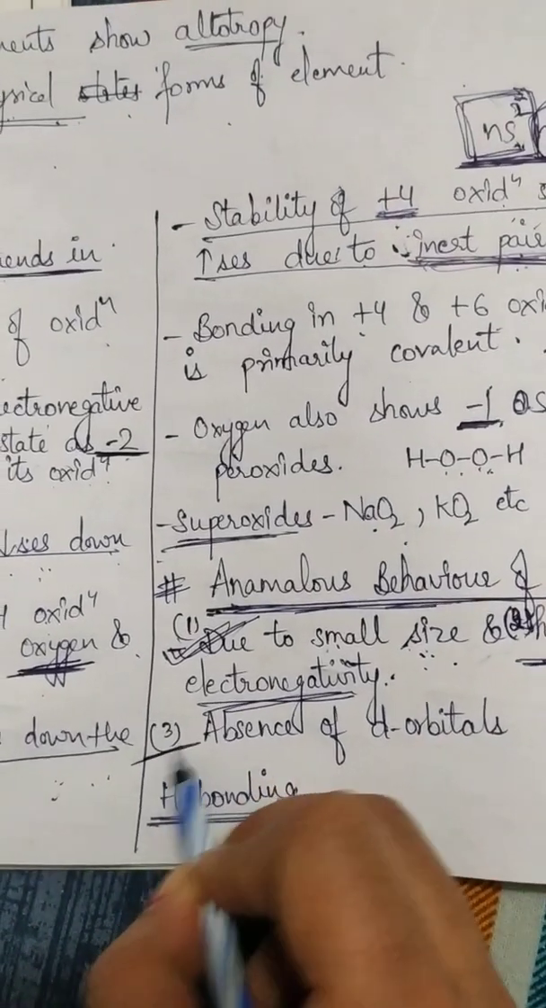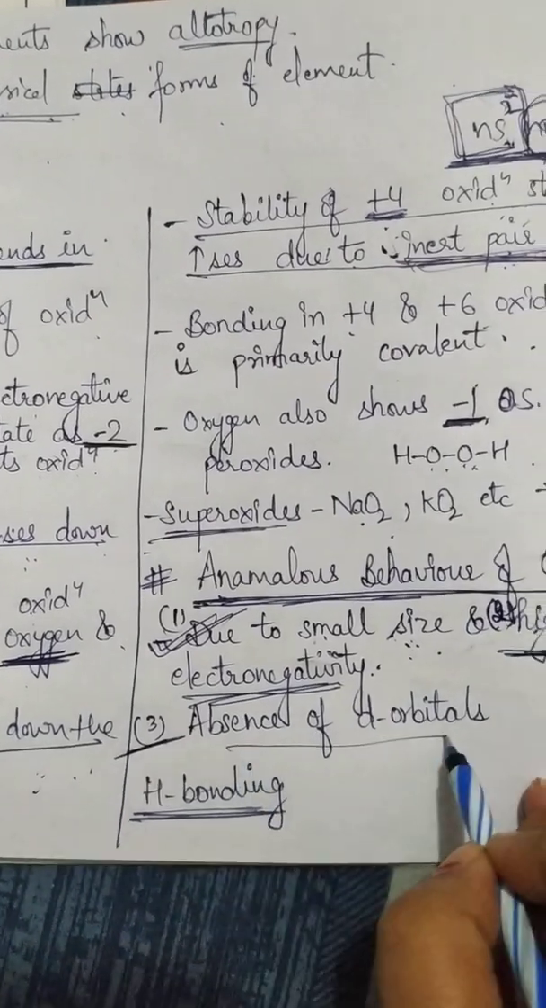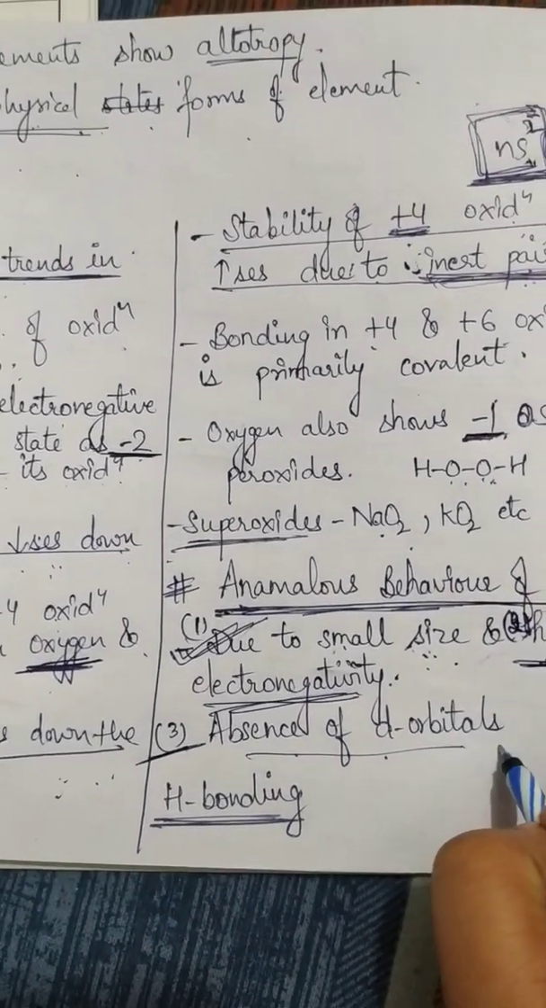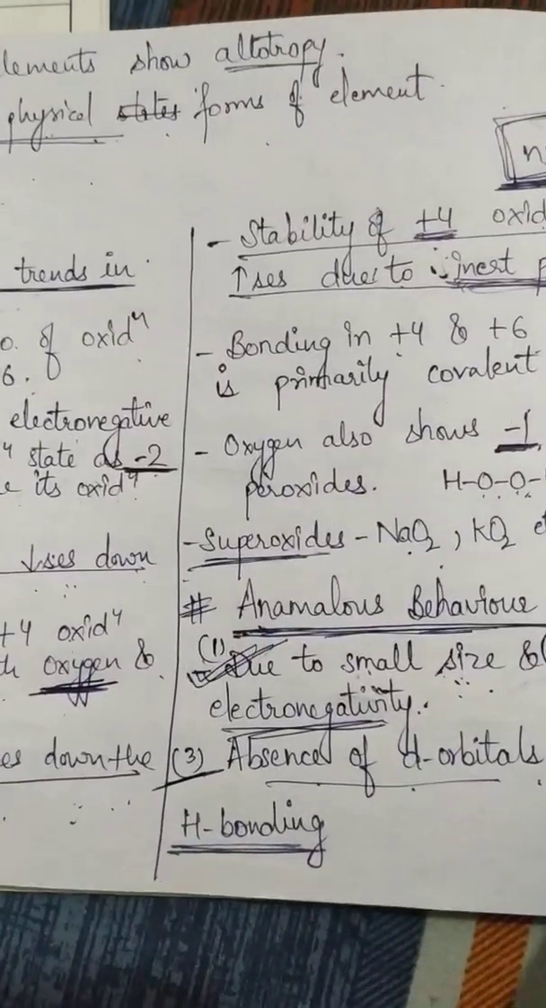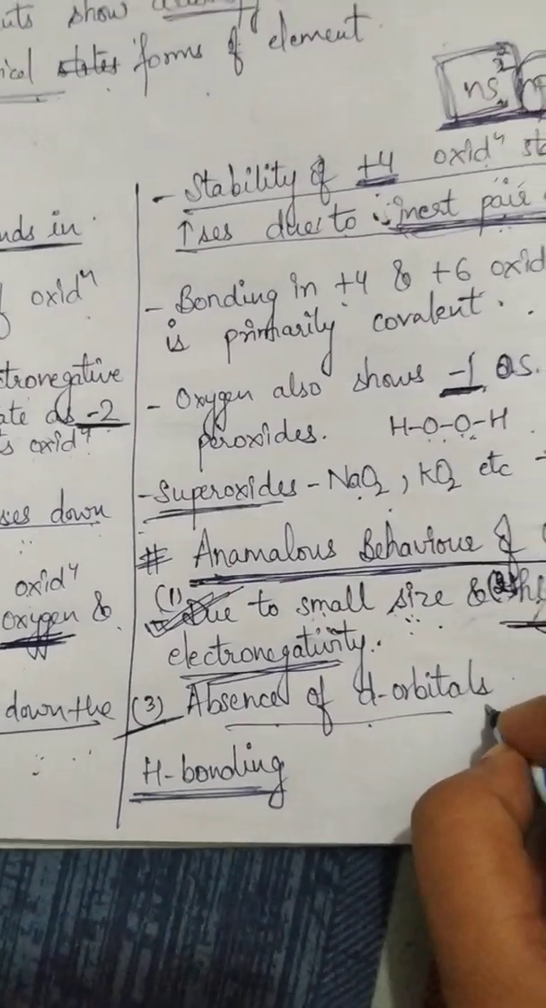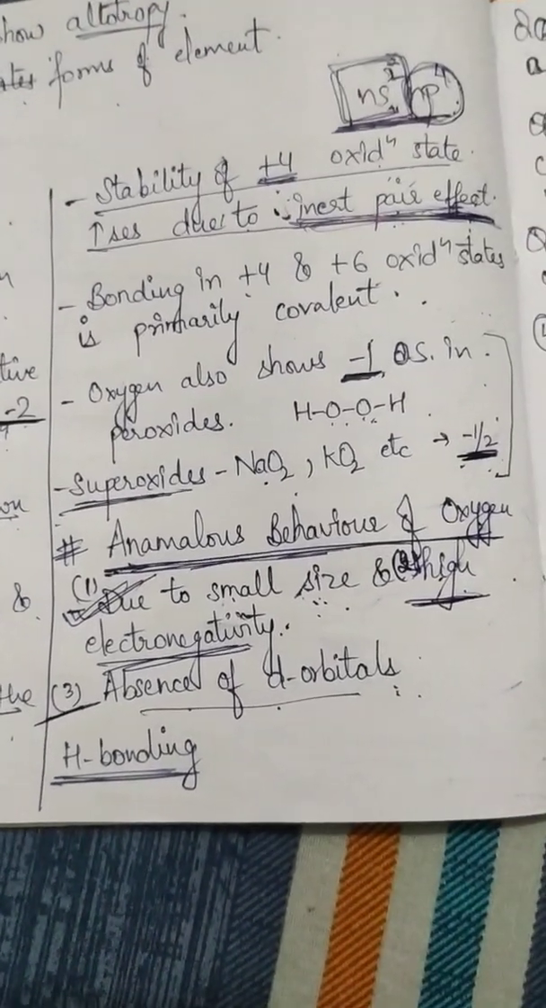Third, oxygen does not have d orbitals. Due to the absence of d orbitals, it shows anomalous behavior. So due to this anomalous behavior, its compounds show different properties as compared to the other members of the group.